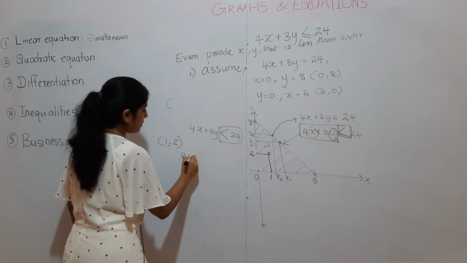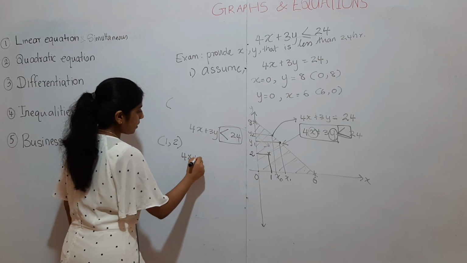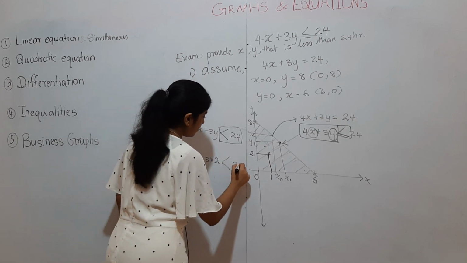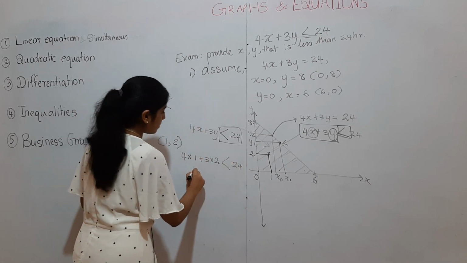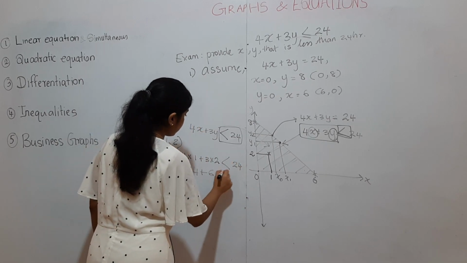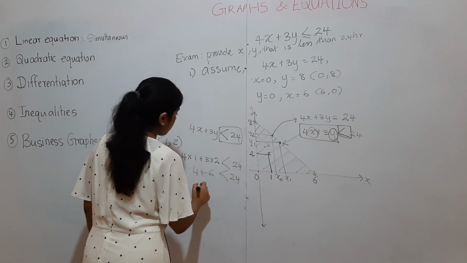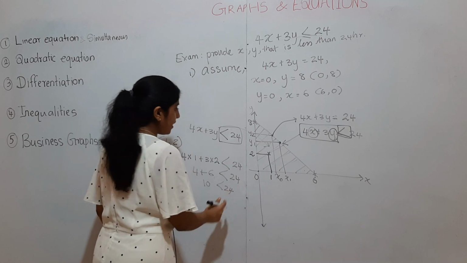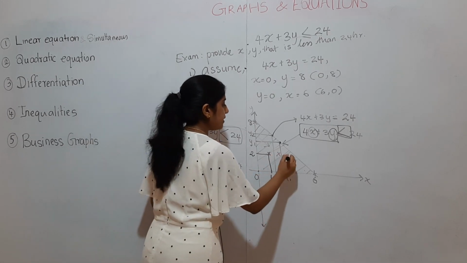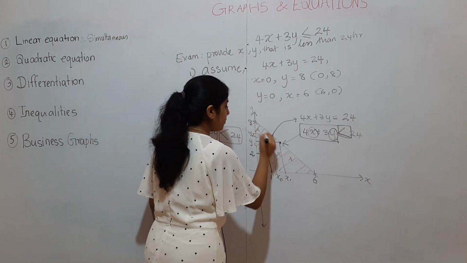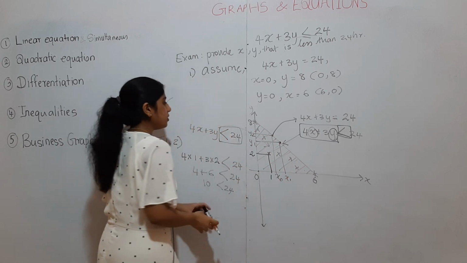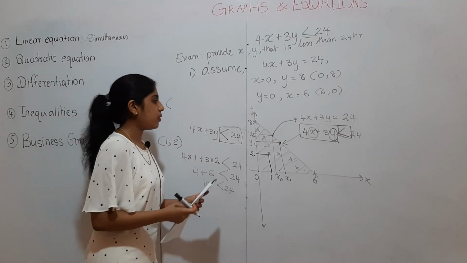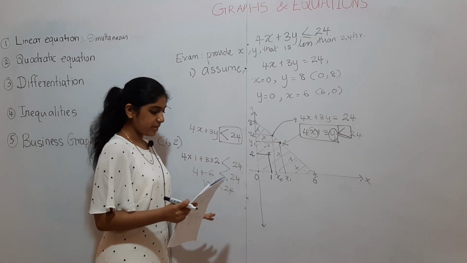What will be the answer? 4 into x is 1, 3 into y is 2. Is it less than 24? 4 plus 6 is less than 24 obviously, because it's 10, right? Likewise, any point you select from this region will definitely be less than 24. This is it about inequalities.